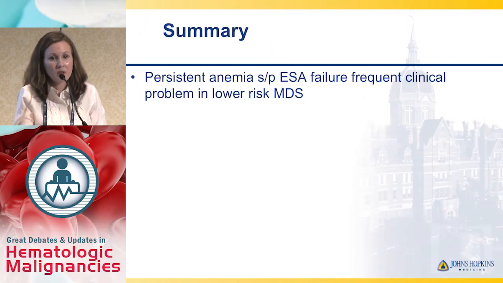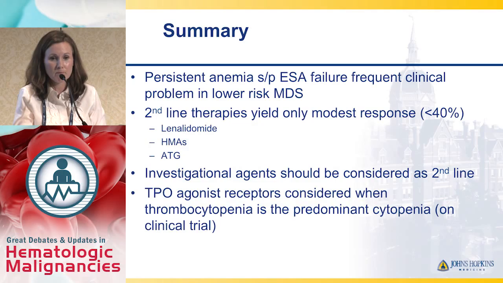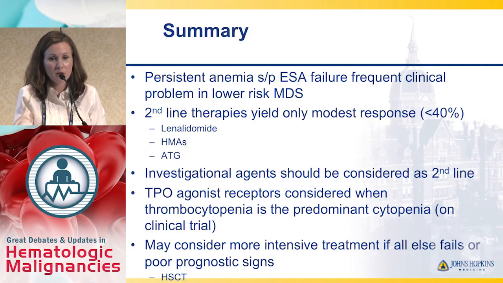So, in summary, there can be persistent anemia after these ESA failures, and it's a clinical problem that's challenging for us as clinicians and for the patients as they deal with it with their lower risk MDS. The second line therapies really only still are yielding modest responses. I think it's quite reasonable to consider investigational agents as second line before moving to something like a hypomethylating agent. We've talked about where TPO receptor agonists should be considered. And then if all else fails, we do consider stem cell transplants, and we talked about the population where that might be earlier in the conversation as opposed to later.